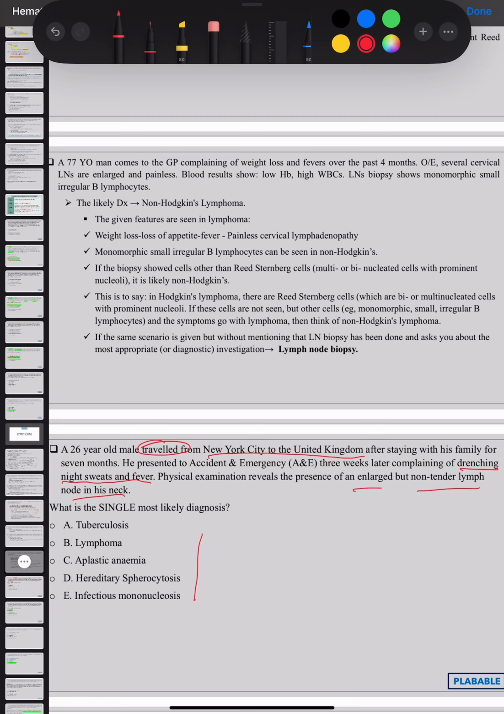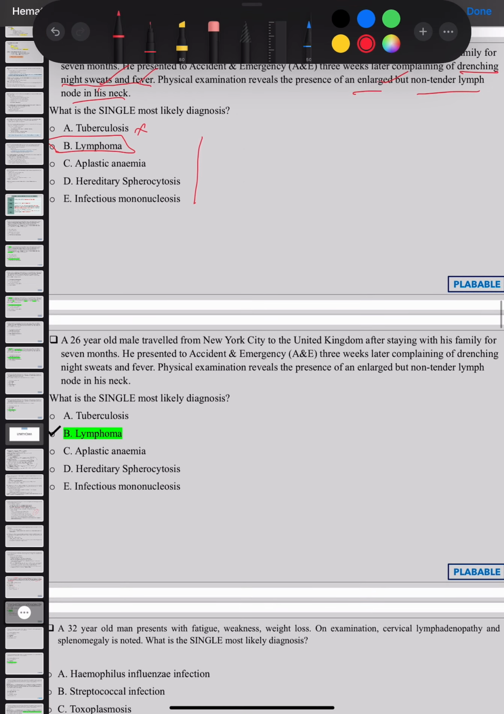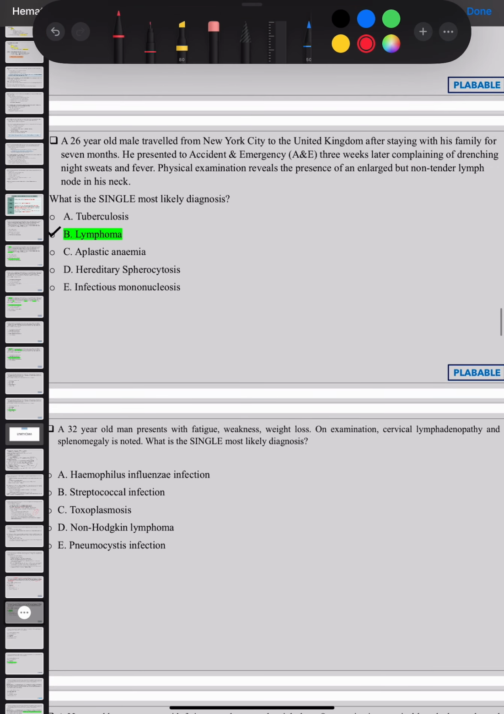I have told you earlier that if the patient does not have any travel history from Southeast Asia or Sub-Saharan Africa, you may just exclude tuberculosis. Okay, so night sweats, unexplained fever, and an enlarged lymph node point towards lymphoma. So the answer would be lymphoma. Okay, this is the thing. Let's move to the next question.